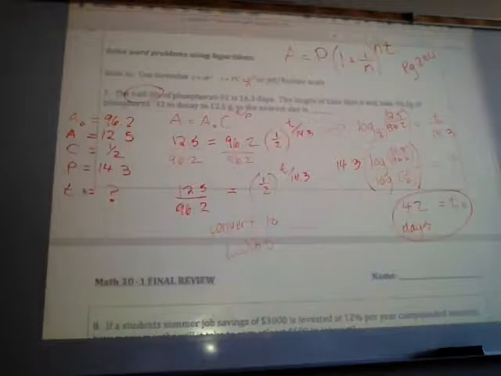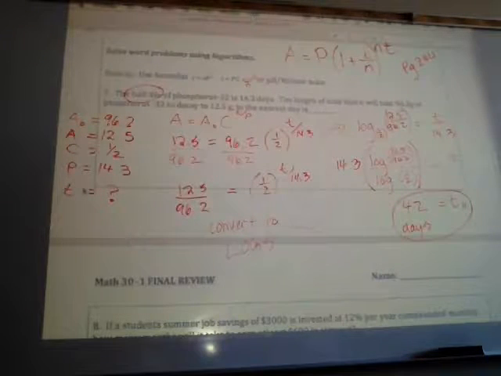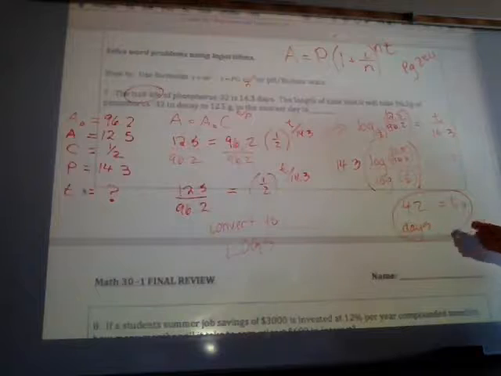Did anyone try and solve this on their calculator? Yeah, I got 42.1. Perfect. Yeah, and then just round it to 42, because they want the nearest day.